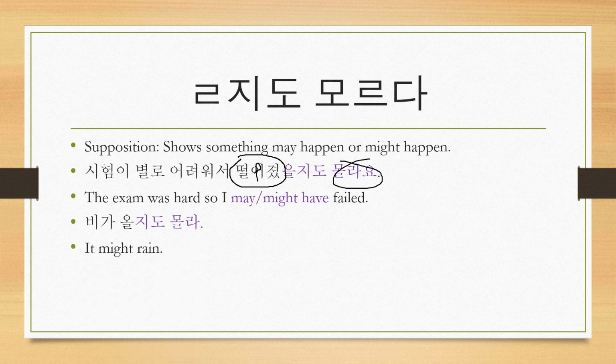So the next example we have is 비가 올지도 몰라요. So it might rain. And that is like in the future or in the present, right? And another example is you might regret it. 너는 후회할지도 모르겠어.